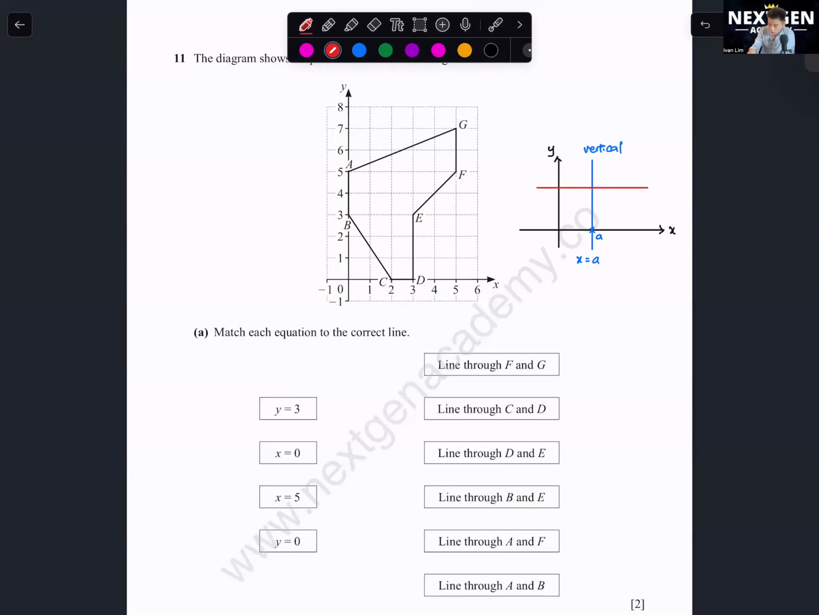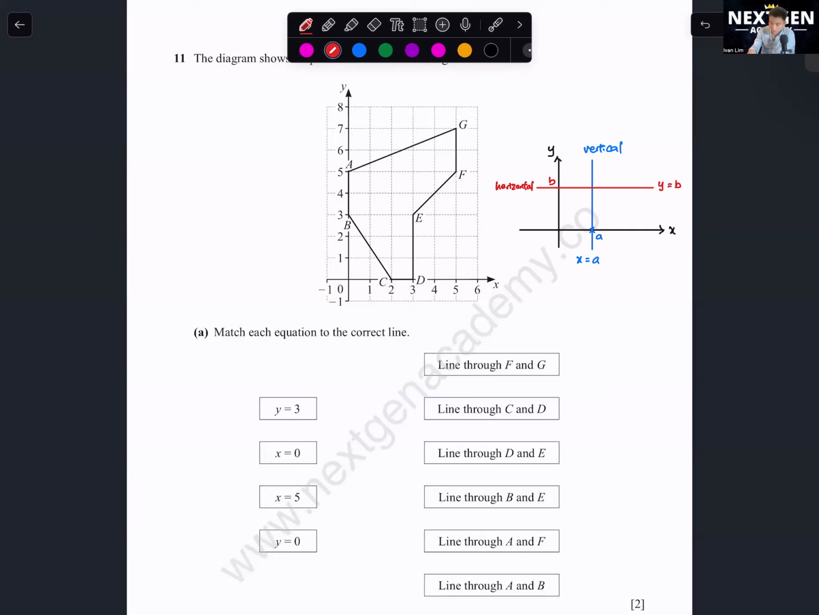Whereas a horizontal line, this one is called a horizontal line. Let's say it passes through B here. It can be any y value. So here it will be y equals B. Everyone understand the concept?